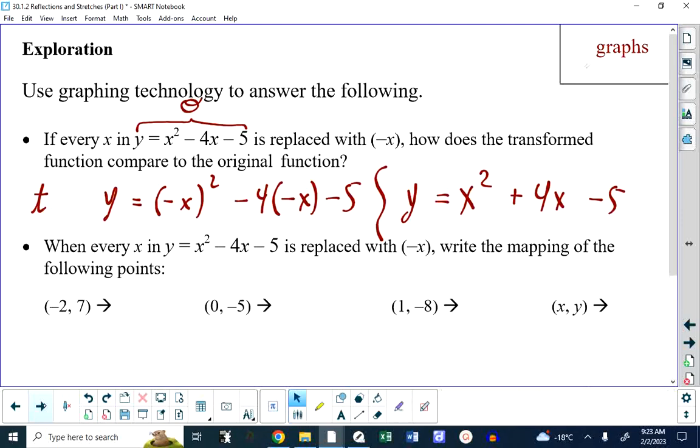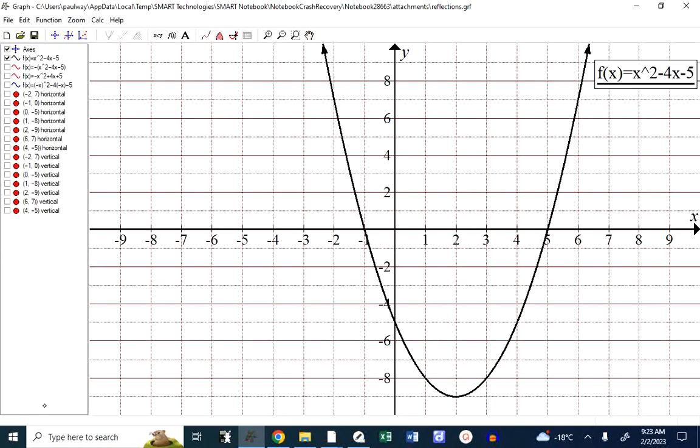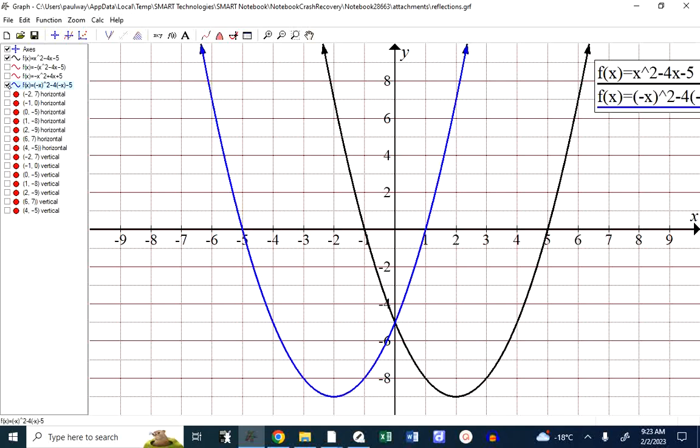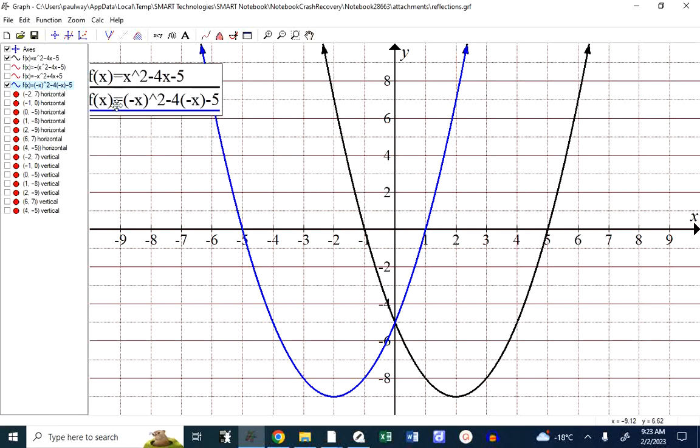Well, again, I have the graphs up here. There's the original function. You can see the equation of it, x squared minus 4x minus 5. And here is the new function, and you can see the equation of it. I decided when I entered this not to simplify it. I want you to see that the x has become negative x. But we could simplify that and write positive x squared plus 4x minus 5. What type of reflection is this?